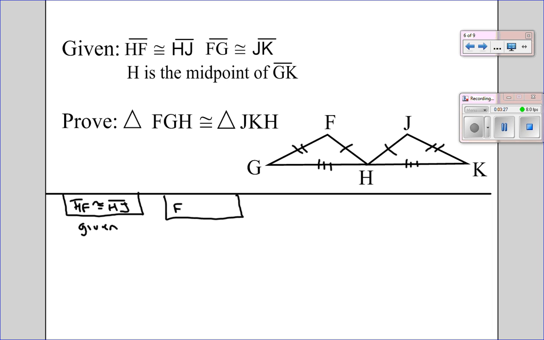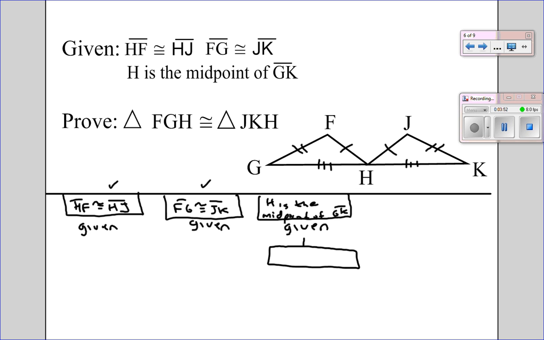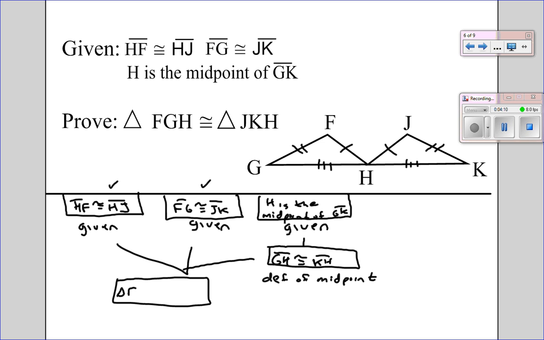We also know that FG is congruent to JK, the segment JK. And then H is the midpoint of GK, and that's our given. Well, from what I have up top, I have 2 segments that are congruent, but this doesn't actually say a segment's congruent. So I need to come down below and say segment GH is congruent to segment KH. And that's because of the definition of midpoint, where I get 2 congruent sides. Now I have 3 congruent segments, so I join them together and I say triangle FGH is congruent to triangle JKH. Remember, you want to always end with what it says to prove, and that's by SSS congruence.